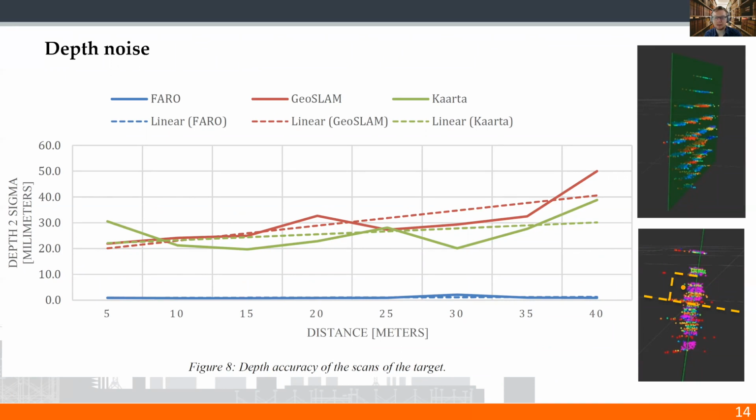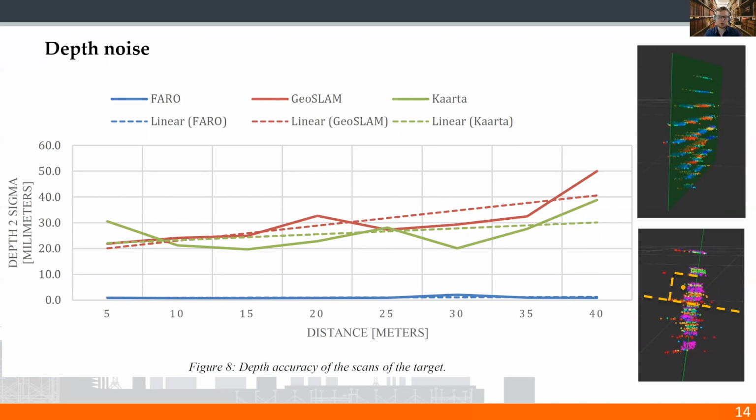As we can see, it remains steady for the static scanner at the level of around 1 millimeter, while for mobile scanners, it is 20 to 30 times higher at 5 meters, and it gradually increases to reach about 40-50 times that value at 40 meters.